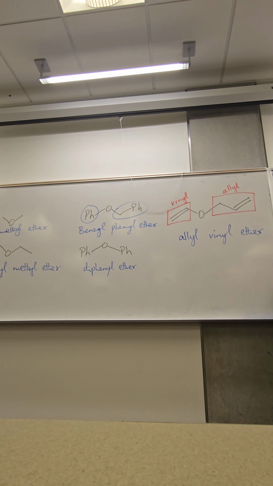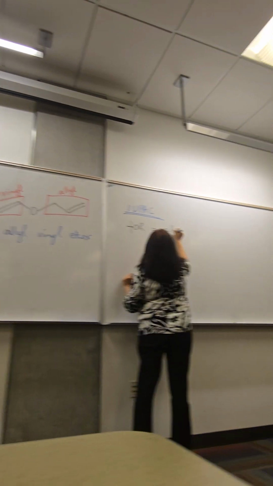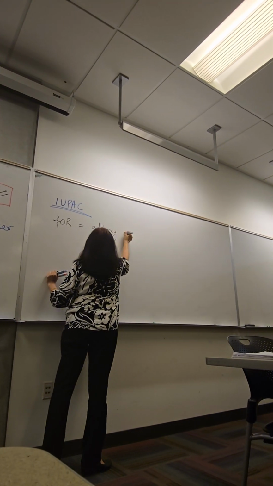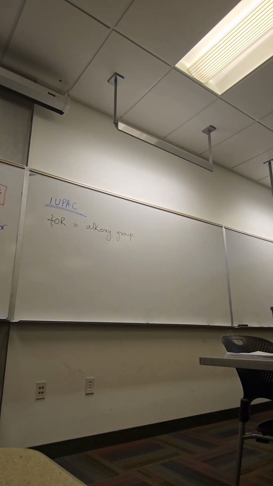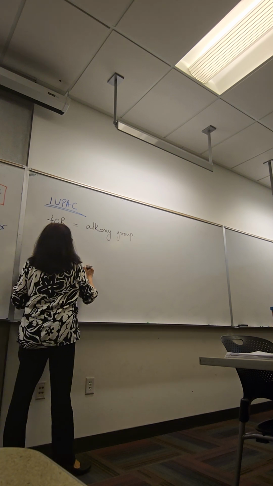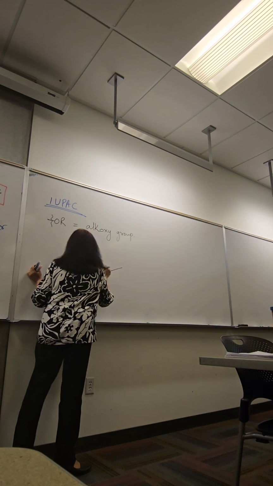ethers are not named as ethers actually. Ethers are named as alkanes or alkenes or alkynes with the ether group. This group, OR group, is called an alkoxy group. And you've seen it before, actually, you've done it a couple of times without us calling it an ether because ethers are not named as ethers in IUPAC. For example, let me give you an example and I think it will make more sense as to what I'm trying to say.